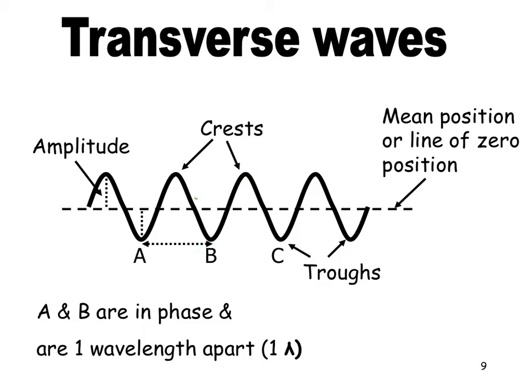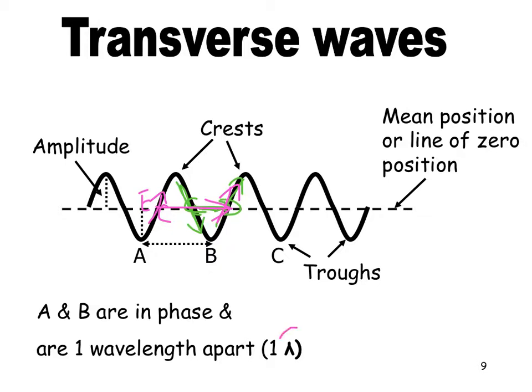What's important is that C and D are not in phase, because at C the wave is coming down and at D the wave is going up. That's not the same point. They're not one wavelength apart. One wavelength is when I am going up and I'm going up again. So D and E are, for example, one wavelength apart.